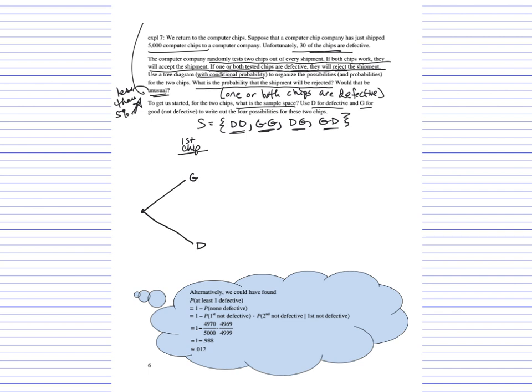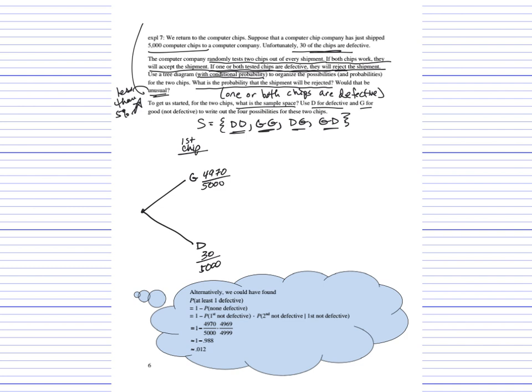Okay. Now, what are the probabilities of those things? Okay, well, the probability that it was good was... 5,000 total. And how many good? Well, 30 of them were bad. So 4,970 were good, weren't they? Defective, 30 out of 5,000.